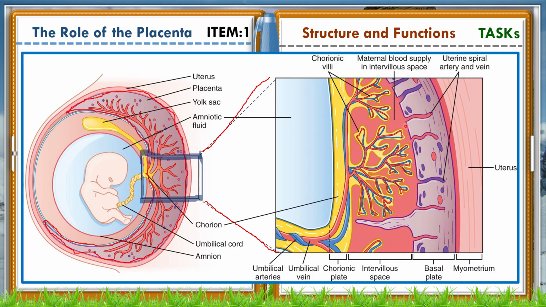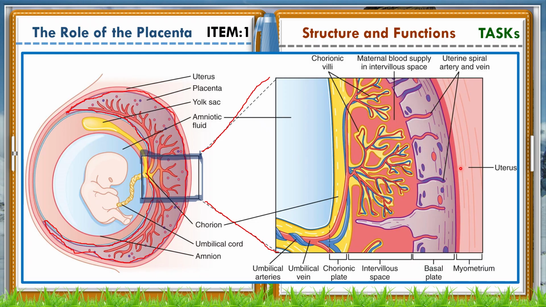And now on this side, the mother's blood goes through the basal plate. In the basal plate there are the mother's uterine spiral arteries and the veins. And then on the outside, this is where we have the uterine wall or the uterine lining, what we call the myometrium. So that is the structure of the placenta.